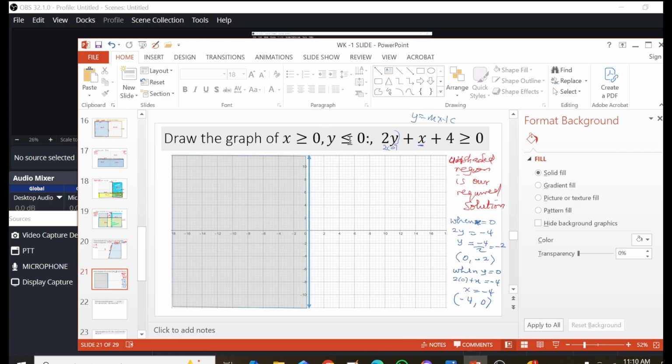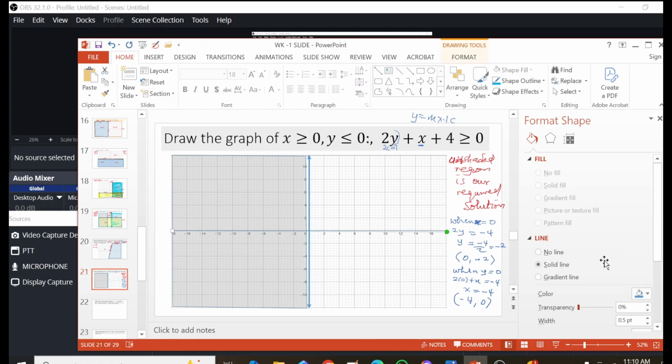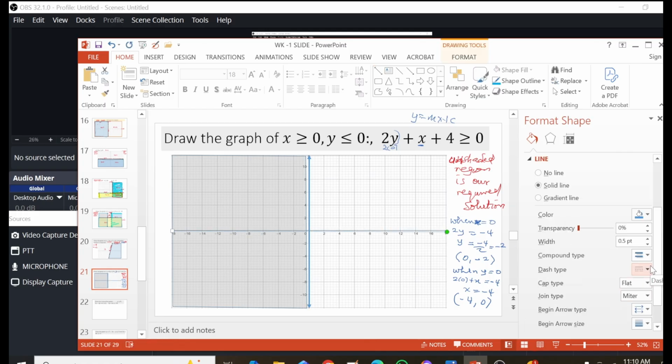The second one is y is less than or equal to 0. Y is less than or equal to 0, that is the x-axis. Anything along the x-axis is where y is equal to 0. So I'm going to put a line on the x-axis. So let's get our line. Let's put the line on the x-axis. Since it's less than or equal, that is going to be a thick line. So let's just make it thicker.